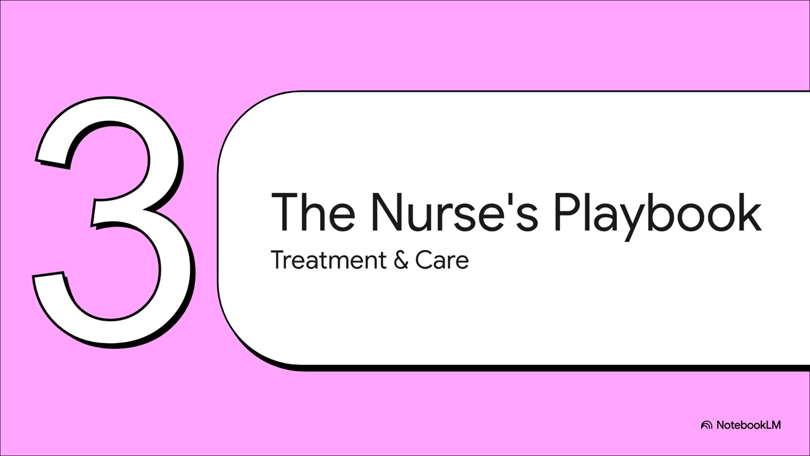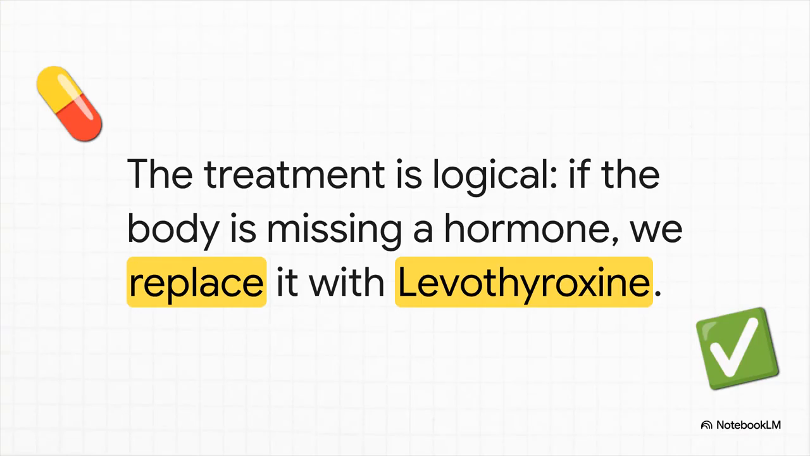What's the nurse's priority? It's all about intervention and, of course, patient education. The great thing is that the treatment is beautifully logical. If the body is missing a hormone, what do we do? We replace it. The go-to medication for this is Levothyroxine, brand name Synthroid, which is just a synthetic version of that T4 hormone the body's not making.